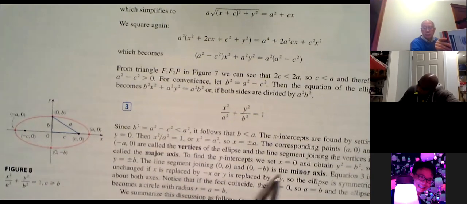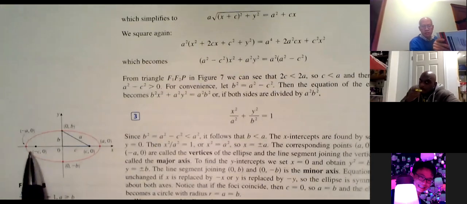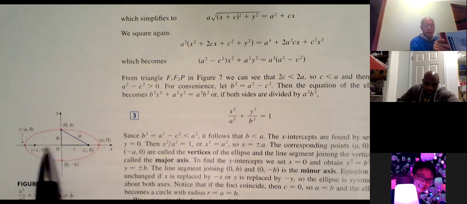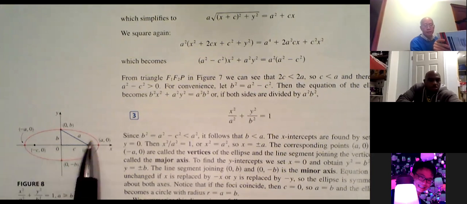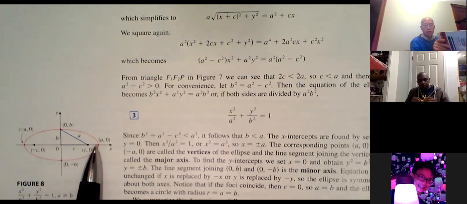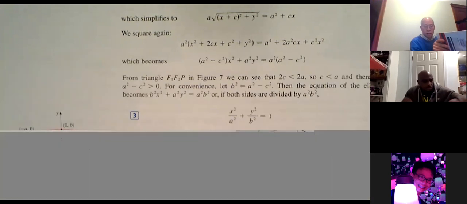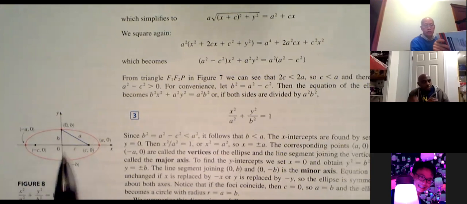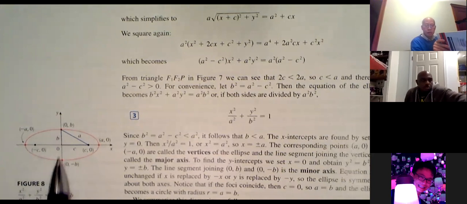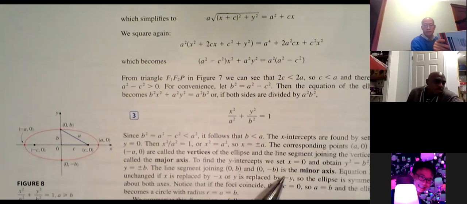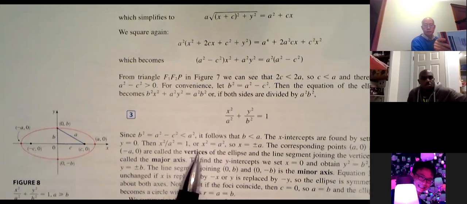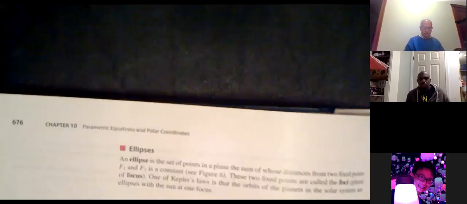Major axis, minor axis. The distance from here to here is the major axis. It refers to the distance, but it also refers to the line segment. That line segment is also called the major axis. The numerical value would be 2a. The minor axis is 2b, but as a line segment, we can also call that the minor axis. And the endpoints of the major axis are the vertices, as you can see here.